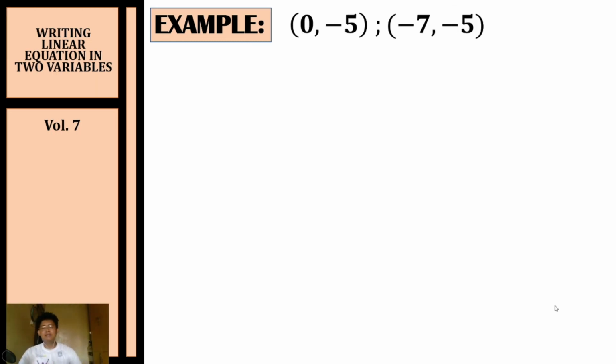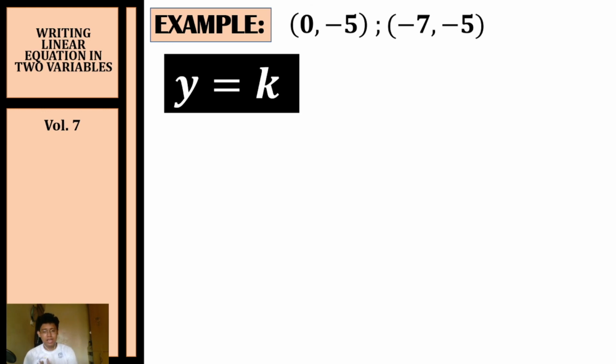Alright, let's have another example. We're going to write the equation of the line that will pass through the points (0, -5) and (-7, -5). Now, looking at our 2 points, we can observe that they have the same y-coordinate. Knowing that they have the same y-coordinate, we will use the horizontal form, which is y is equal to k. Now, to write our equation, we will just write y is equal to the common value of our y-coordinate, which is -5. So, the equation of our line will be y is equal to -5.